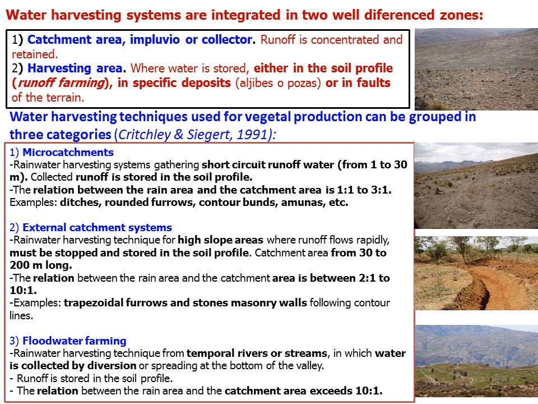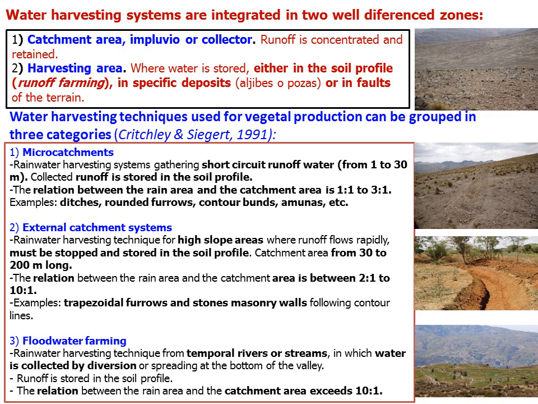Also, in this slide, water harvesting techniques used for vegetal production can be grouped in three different categories. The first, microcatchments, when the rainwater harvesting system has a short circuit of water from 1 to 30 meters and runoff is stored in the soil profile. The relation between the rain area and the catchment area is from 1:1 to 3:1, and some examples are ditches, rounded furrows, contour bands, amunas, etc.